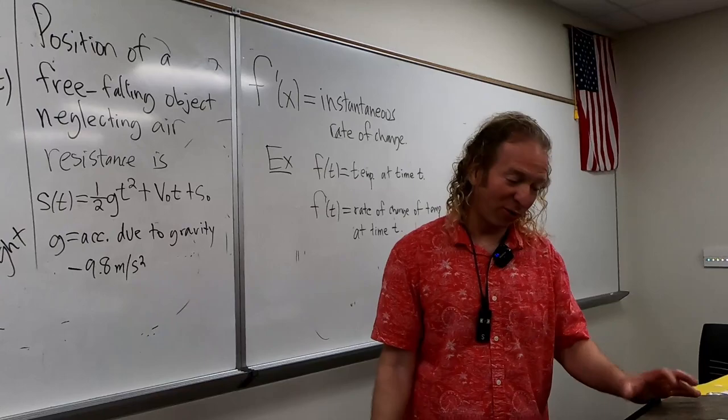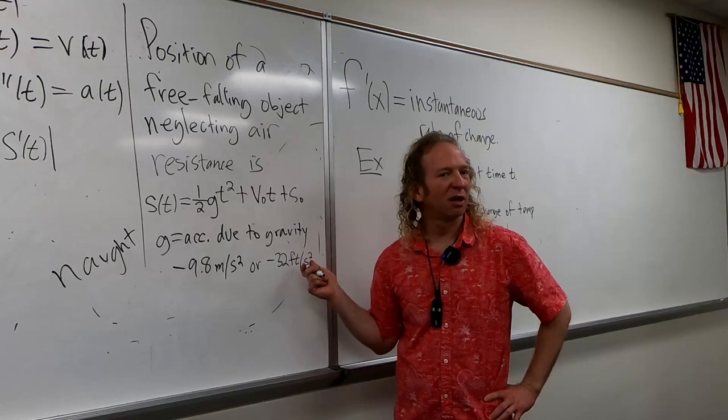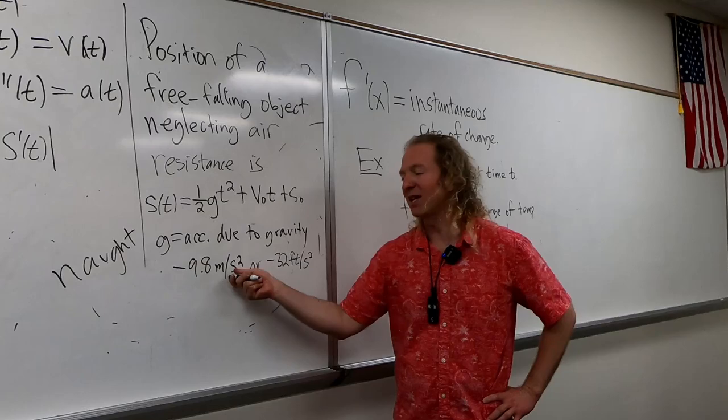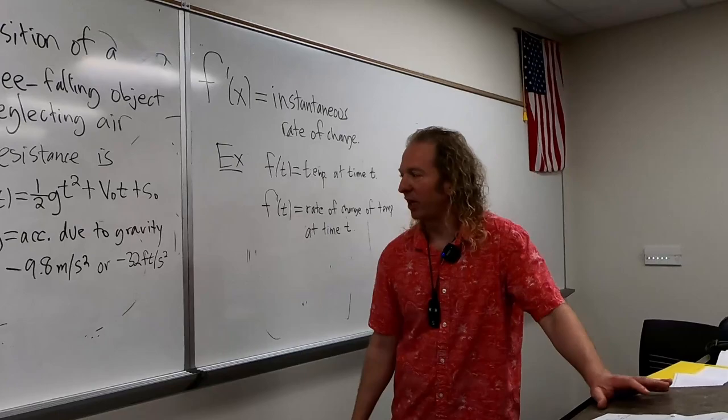Or if you use the other units, it's negative 32 feet per second squared. Those are English units, or imperial units, and the others are SI units. Our calculus book tends to use a lot of these. They use stuff like inch pounds when they talk about force. Physics people hate that stuff. It's fun to tease physics people about it.